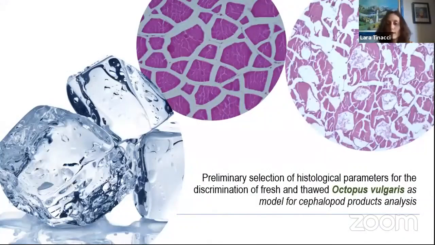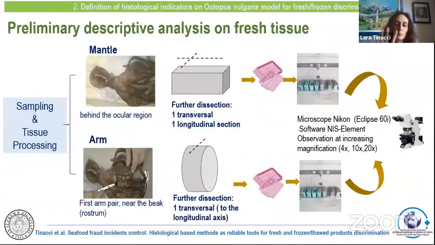Let's go briefly and quickly to the second model, the one on the analysis of fresh and frozen cephalopods, on the model of Octopus vulgaris. As you can see, the approach to these metrics changed totally because both mantle and arm in cephalopods are edible, and we applied the study in a parallel way, analyzing both tissues. About the mantle, two different dissections were applied, one transversal and one longitudinal, parallel to the longitudinal axis. About the arm, only one section was considered, the one that was transversal to the longitudinal axis of the arm.